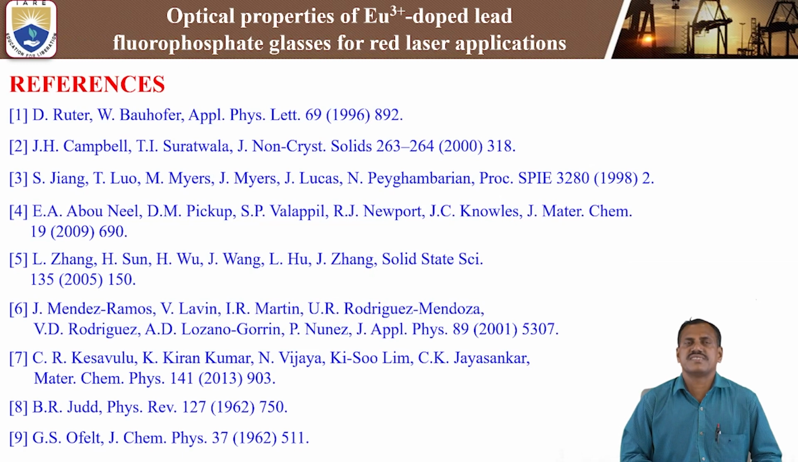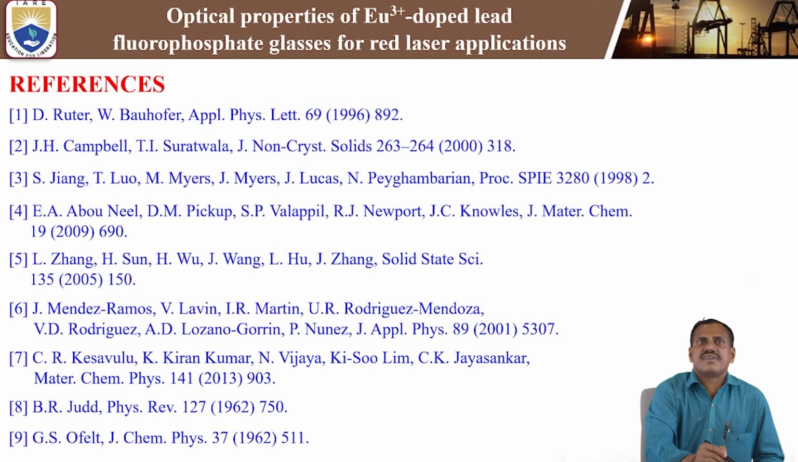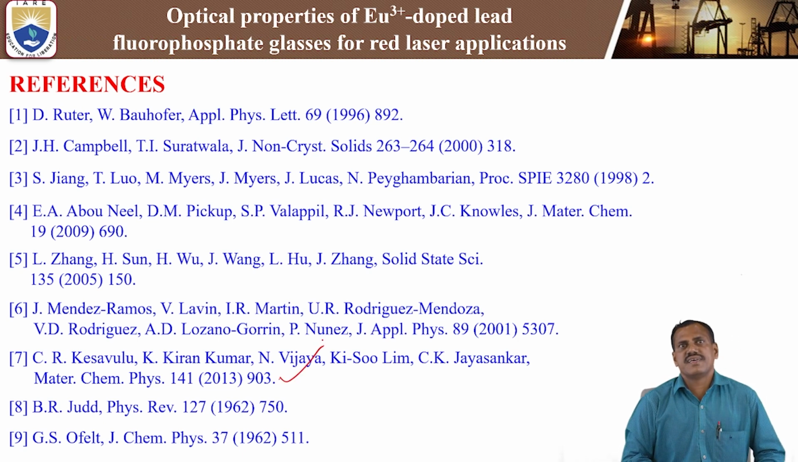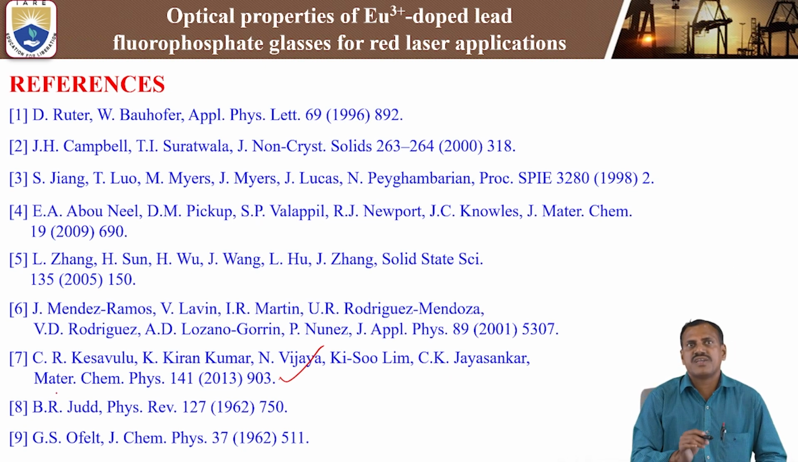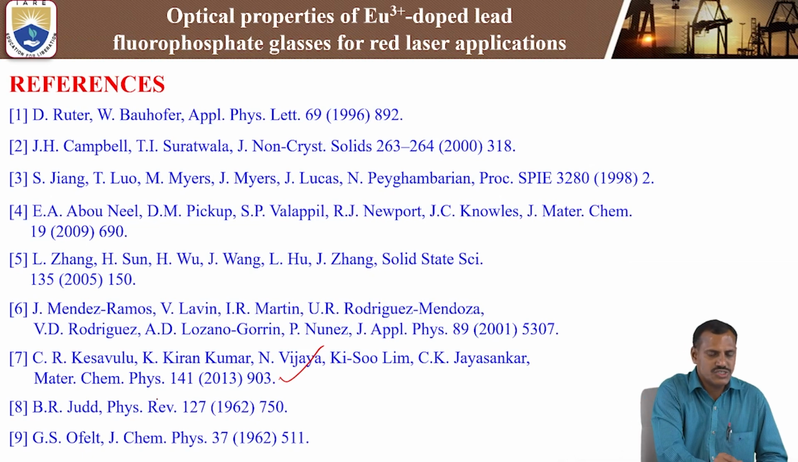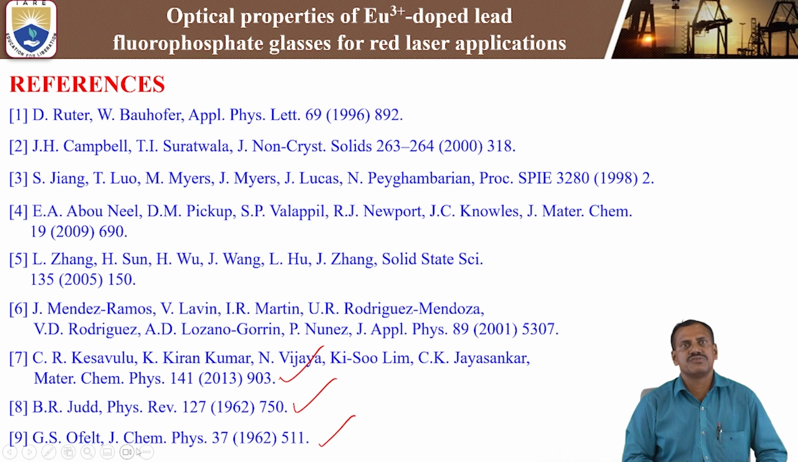So these are the cited references of the present study glasses. These are the different references. This present study is mainly published in the Journal of Materials Chemistry and Physics. This is one of my publications. These are the Judd-Ofelt intensity parameters. References 8 and 9 were used to calculate the intensity parameters. These are the different references or citations of the present study.